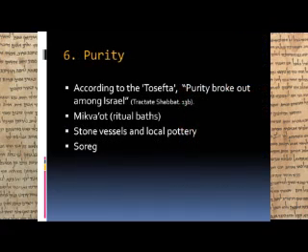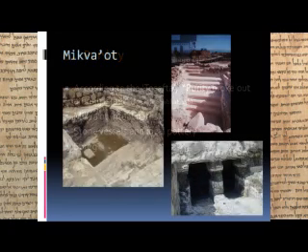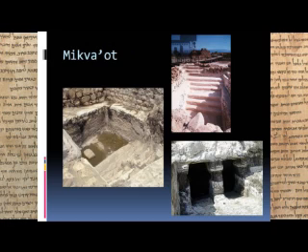Purity. According to the Tosefta, purity broke out among Israel in the Second Temple period. We see this archaeologically in the mikvaot, the ritual baths that we find, stone vessels, local pottery, and then the soreg, the wall that separated off the area of the court of the Gentiles from the rest of the temple precincts. These ritual baths are often stepped pools, relatively small, and they were used not for cleansing of dirt, but for cleansing of impurities so that one could then engage in rituals again.